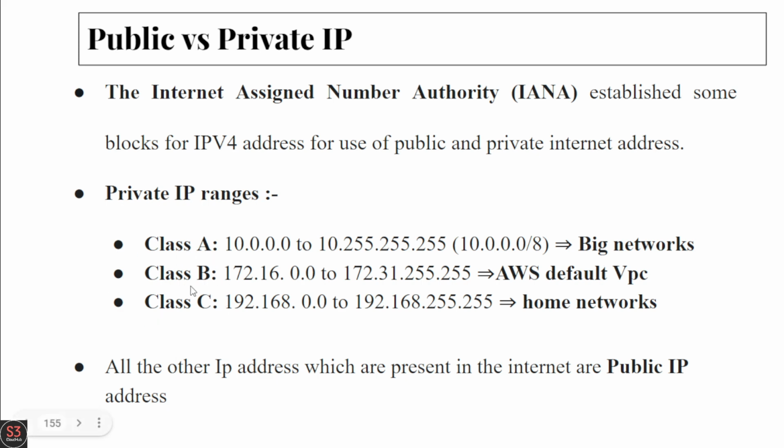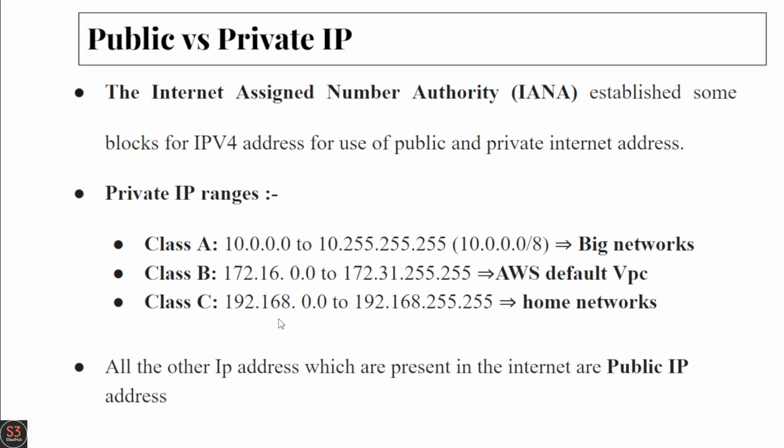Last is the class C range. The IP range starts from 192.168.0.0 to 192.168.255.255. So this is used in home networks, we can say local networks. So these are the three different classes which are provided for private IP ranges. You can use them accordingly, and excluding all these IP ranges, all the other IP ranges which are present are called public IP ranges. All other IPs which are present on the internet are public IPs.